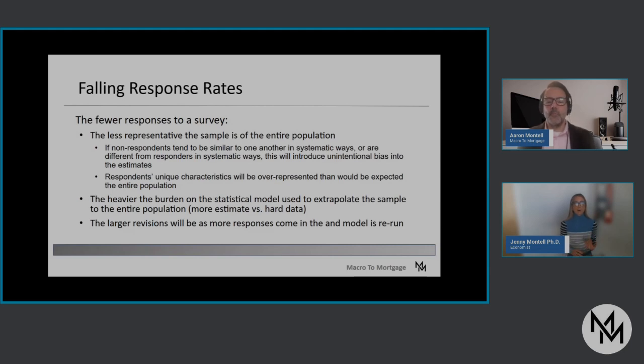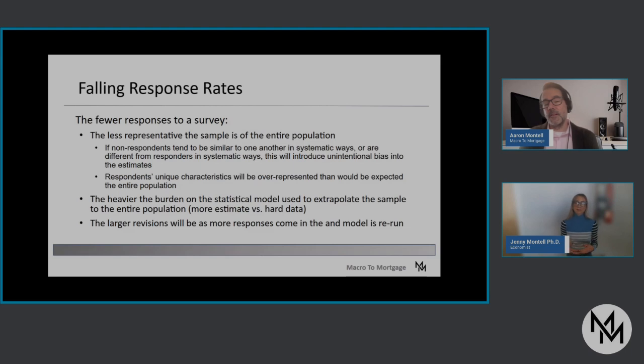Now, non-response bias, which is what this is called, exists in every single survey. And there are strategies to limit and correct for it, and the BLS does apply those strategies. It's just that non-response bias is exacerbated the lower the response rates. Right. And the fewer responses, it just means that your estimates are really more modeled.